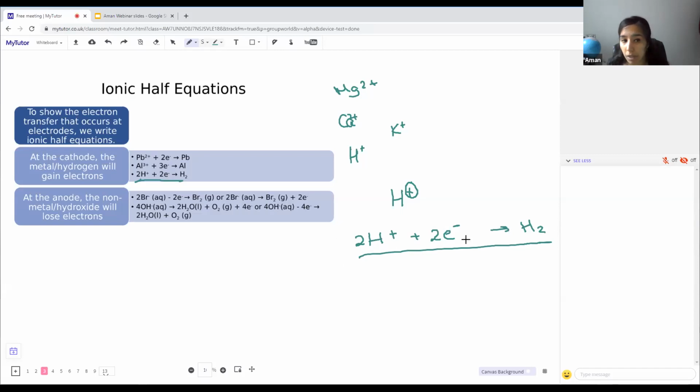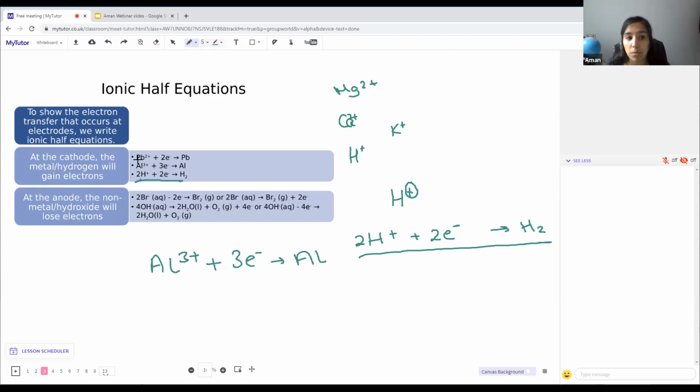The other ones we need to be able to do are the metals. They are a little bit easier because they don't usually require balancing. So for example, if we look at aluminium, aluminium forms a 3+ ion, which again, you look at the periodic table, it's in group 3, that means it forms a 3+ ion. That means to become neutral, it needs to gain 3 electrons. So we add 3 electrons on, and then it will just become aluminium metal, like so.